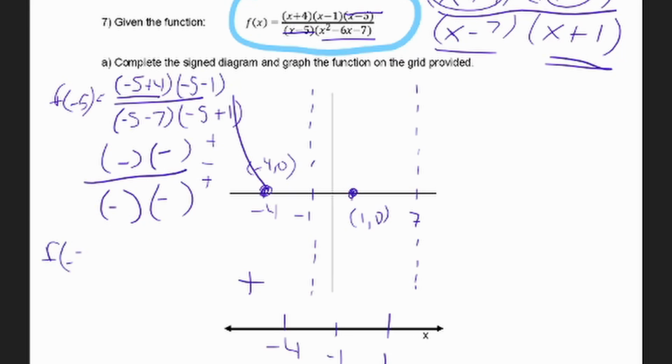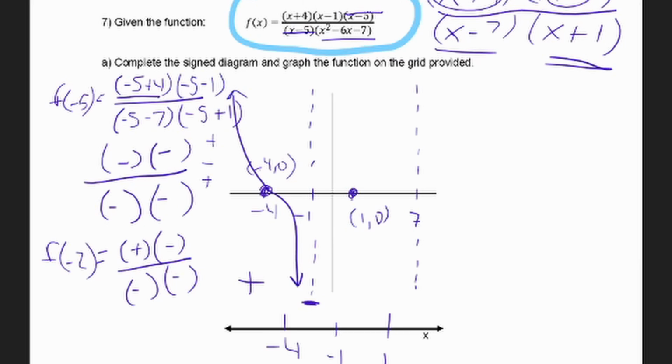Then from negative 4 to negative 1, we can test out another value. Let's say f of negative 2. F of negative 2, and so we'll have a positive times negative over a negative times negative. And so this will all come out to negative. And it'll go down like that, never actually having a y value at x equals negative 1.